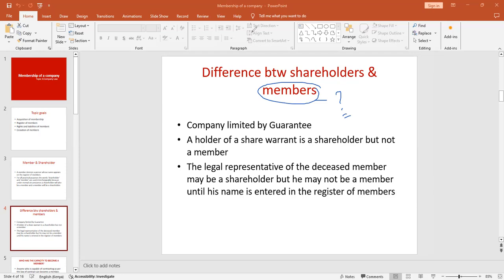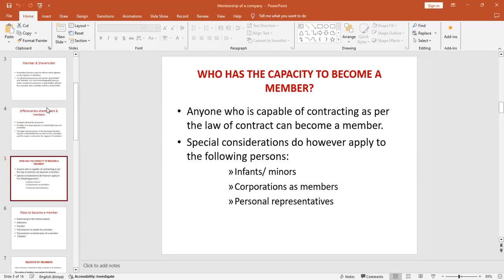Okay, a guarantor can become a member. Who else? So just think of it this way. Start with simple things like shares. Who can buy shares in a company? Okay, anybody who can contract. So first of all, any person who's capable of contracting can become a member, because if you're capable of contracting as per the law of contract, it means you can buy shares. And if you can buy shares, it means you can become a member.